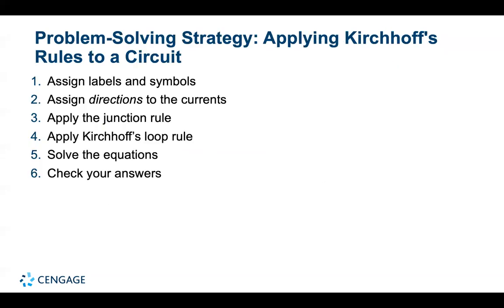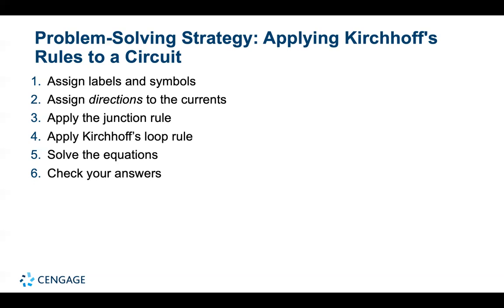So once again, the problem solving strategy. The first step is to read the problem carefully. Then, assign labels and symbols to all the known and unknown quantities, and assign a direction to the current in each part of the circuit. Although the assignment of the current direction is arbitrary, you must stick with your original choice throughout the problem as you apply Kirchhoff's rules. Number three, apply the junction rule to any junction in the circuit. The rule may be applied as many times as a new current appears in the resulting equation.